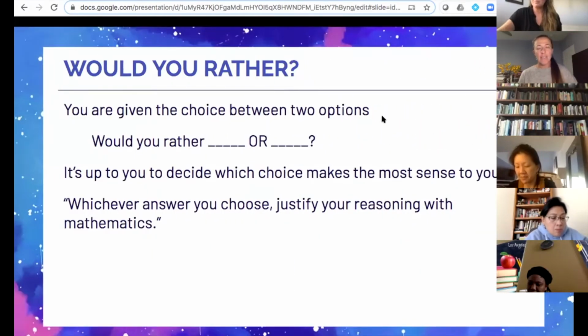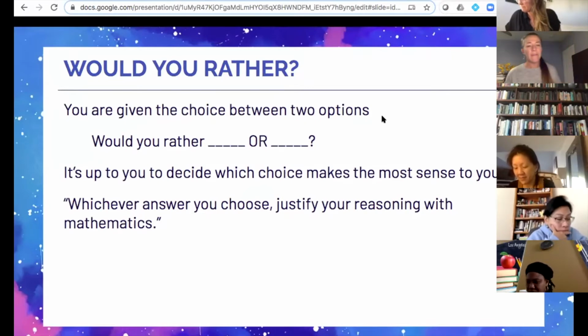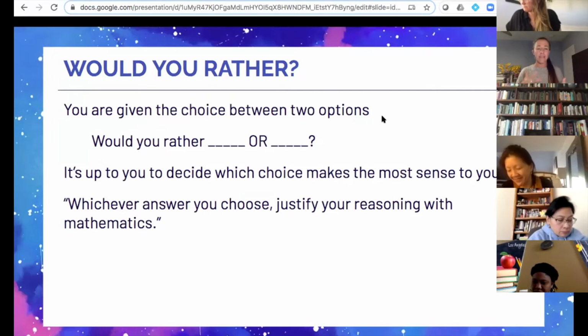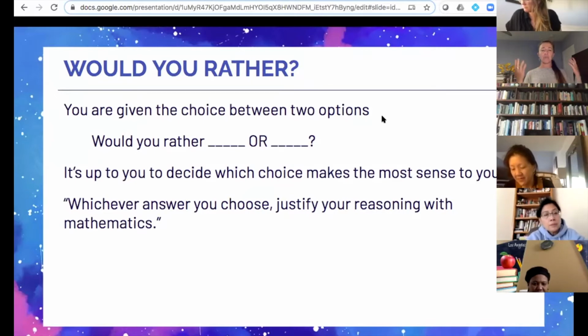The structure is essentially you're given a choice between 2 options. So would you rather have this, do this, whatever, or this? And it's up to you to decide which makes the most sense to you. And then, in the spirit of collecting some evidence, or for students to practice some of that justification, they also need to think about this: whichever answer you choose, justify your reasoning with mathematics.